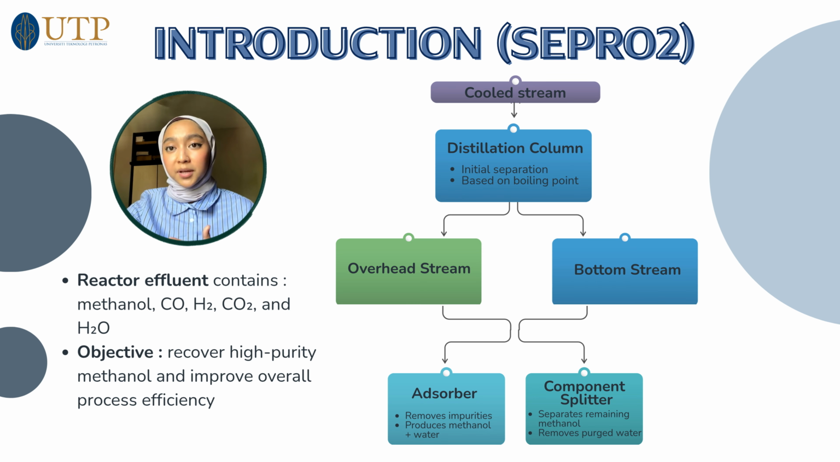From the distillation column, the overhead stream is sent to an adsorber, which removes remaining impurities based on the adsorption process. The adsorbent material selectively retains water or other contaminants, leaving purified methanol. The bottom stream goes to a component splitter where the remaining methanol is separated from purged water using further phase separation or distillation principles. This integrated design demonstrates key chemical engineering separation principles. By combining these steps, we maximize methanol recovery, reduce waste, and improve overall energy and material efficiency.